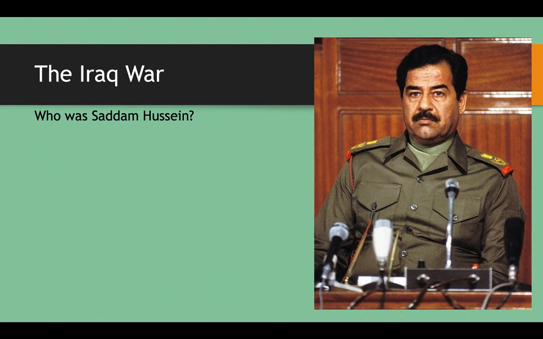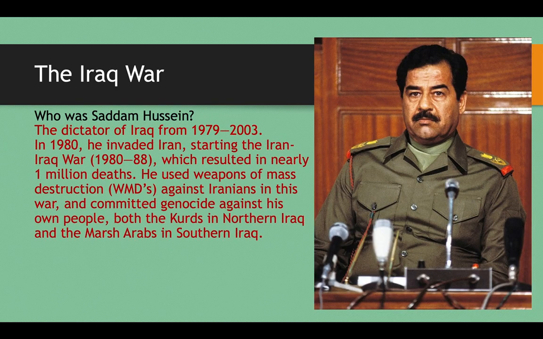So the war in Afghanistan continued for a very long time, and a couple years after the invasion of Afghanistan, the U.S. chose to also invade Iraq, so essentially fighting a two-front war for the rest of the decade. And the reason why the U.S. invaded Iraq was due to the actions of the leader of Iraq, Saddam Hussein. Well, who is he? He was the dictator of Iraq from 1979 to 2003.